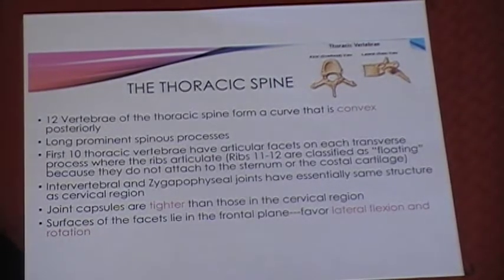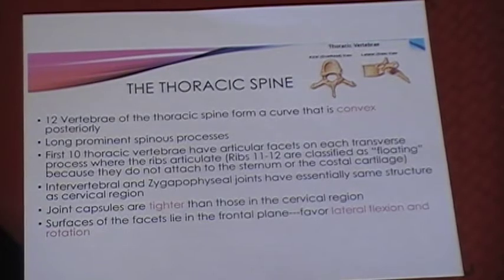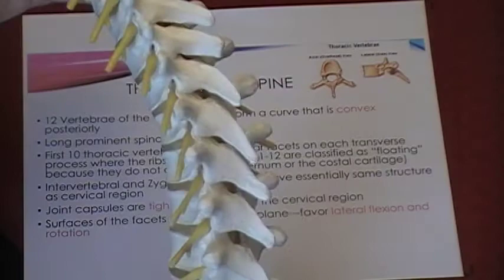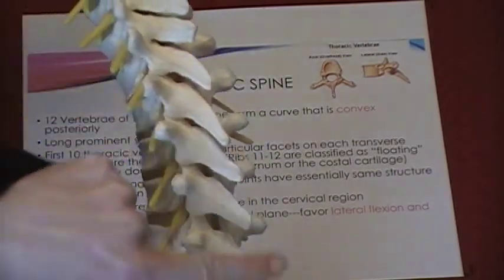Okay, so now we are on to the thoracic spine. The thoracic spine consists of 12 vertebrae, and they form primarily a curve that is convex posteriorly. I don't know how well you will see this, but I think you are all familiar with the convex posteriorly and what that means.